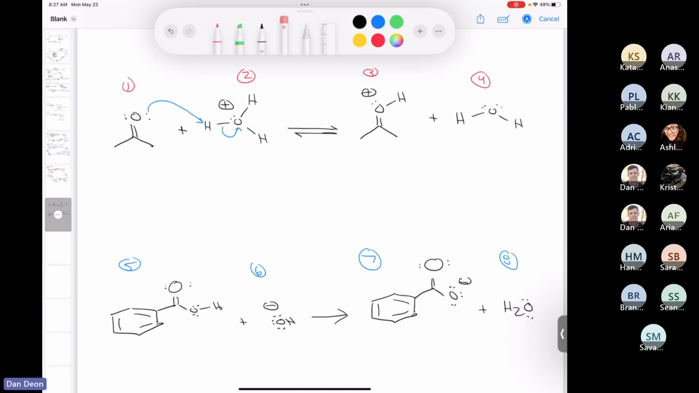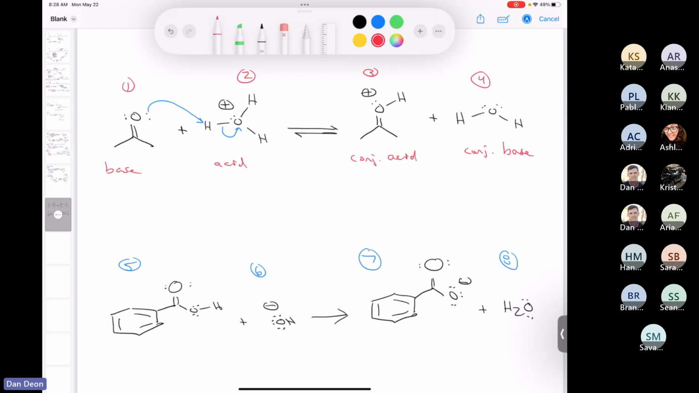Anyhow, I'm going to erase that and just make sure that we all understand that this is our base, this is our acid, this is our conjugate acid, and this is our conjugate base. All right, let's try the one on the bottom. Which one would be the base? Would it be 5 or 6? I think this is the last time I'll ask you this, then we'll just move on and assume you're good.